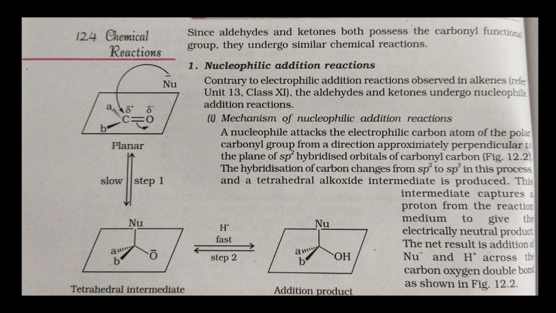First one is mechanisms of nucleophilic addition reactions. A nucleophile attacks the electrophilic carbon atom of polar carbonyl group from a direction approximately perpendicular to the plane of sp2 hybridized orbitals of carbonyl carbon, Figure 12.2. The hybridization of carbon changes from sp2 to sp3 in this process, and a tetrahedral alkoxide intermediate is produced. This intermediate captures a proton from the reaction medium to give the electrically neutral product.